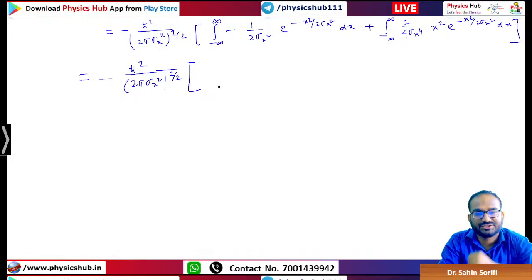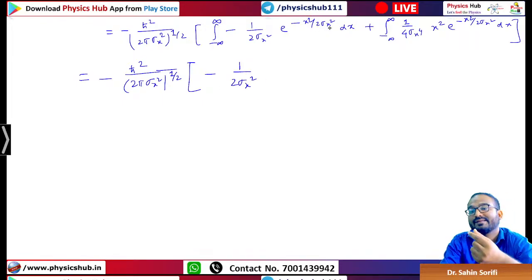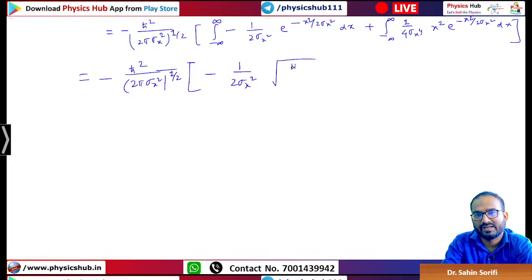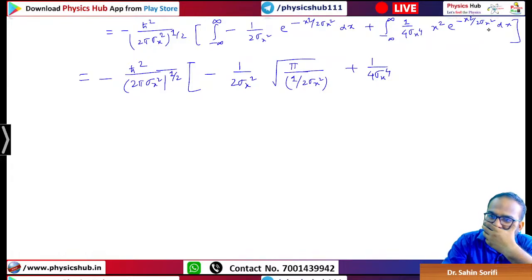The first integration, minus 1 by 2 sigma x square, this is constant, e to the power minus ax square dx. This is in the form, you know it, minus infinity to plus infinity e to the power minus ax square dx is square root of pi by a. A is what? Whatever terms you have, 1 by 2 sigma x square, this is a, plus 1 upon 4 sigma x to the power 4. This is integration of x square e to the minus ax square dx. So you know the formula.